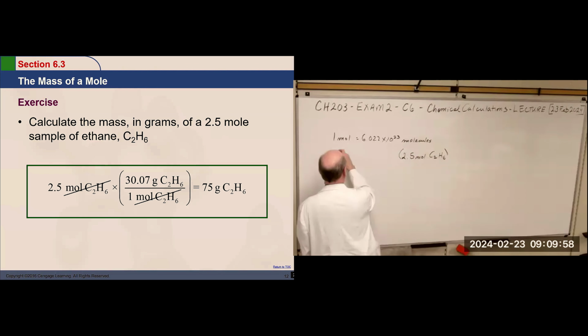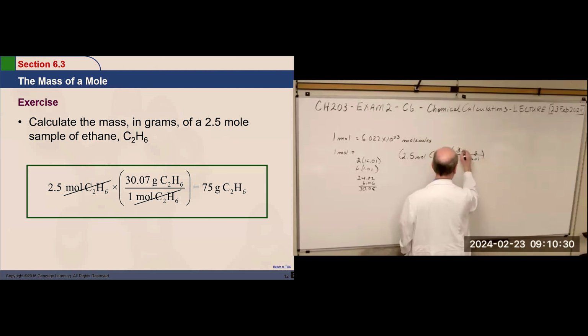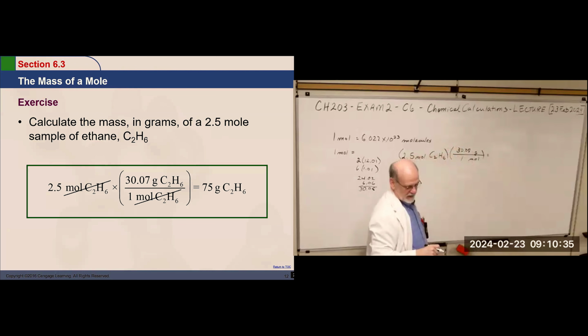Now our conversion factor is 30.08 grams per mole. Then let's see, 2.5 times 30.08 gives 75 grams, roughly. We canceled the moles, left us with grams.